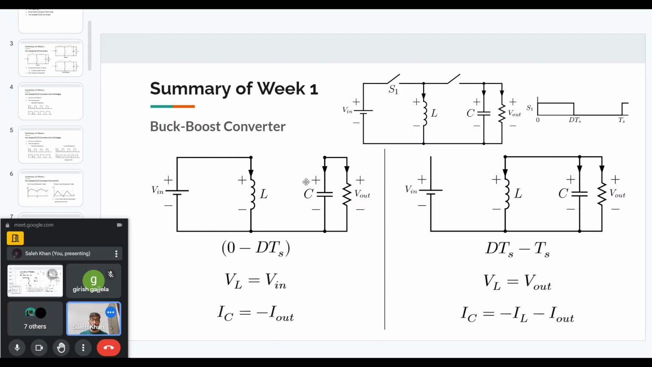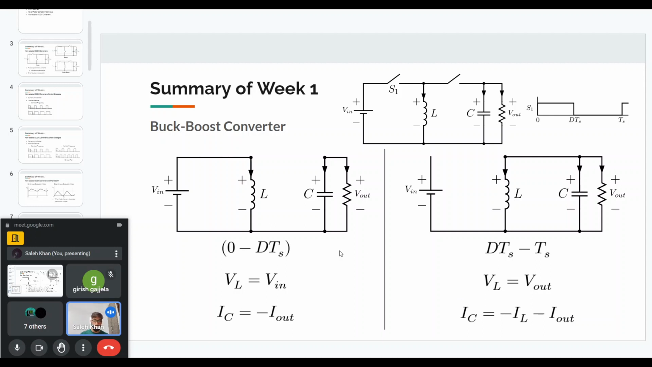And in the next interval from DTs to Ts time, I can see that my inductor voltage is equal to the output voltage and the capacitor current. Again, if I just use KCL at this node at the top of the circuit, I will find that IC current is equal to minus IL minus I out.